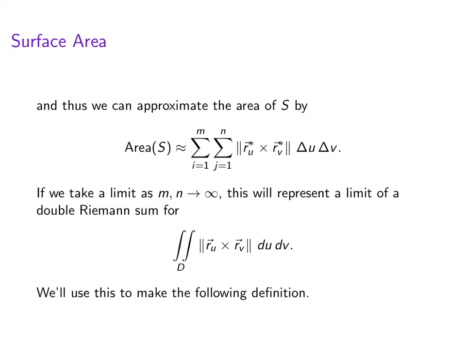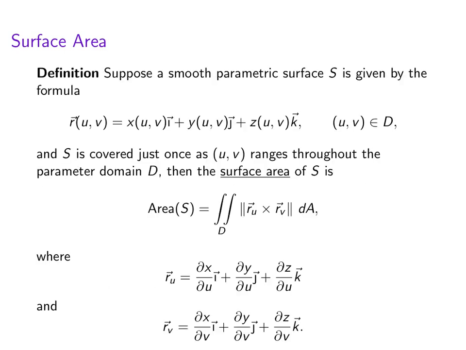So let's make a definition for the area of a parametric surface. Let's suppose that we have a smooth parametric surface given by this vector function. And let's suppose that the surface is covered just once as u and v range throughout the parameter domain D. Covered once means that any particular point on the surface corresponds to one particular ordered pair (u, v). Then we're going to say that the surface area of S is defined to be the double integral over D of the length of r_u cross r_v. And of course, r_u and r_v are just the derivatives of r with respect to u and v. Okay, that's all for now.